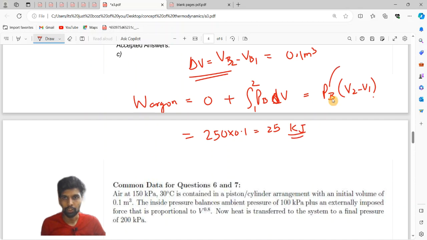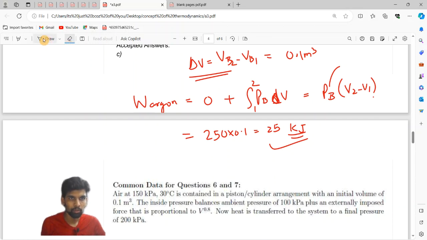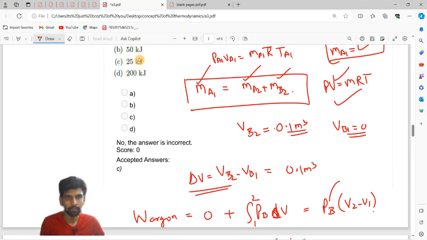Why? Because this pressure is in kilopascal, that is nothing but kilonewton per meter square, and volume is in meter cube. So kilonewton meter, and newton meter is nothing but joule, so that's why it is kilojoule. Okay, I hope you got this. Correct answer for this question is 25 kilojoule, which they have given as option C.